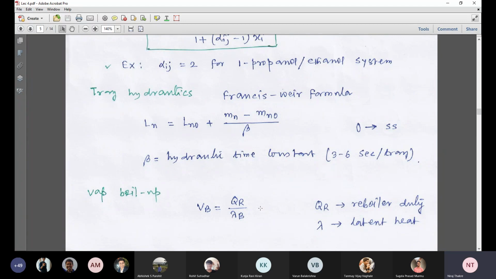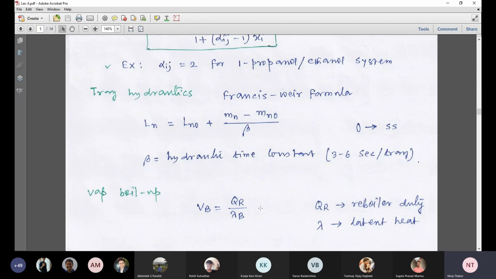M into lambda, that is the way we calculate the latent heat. So it's not MCp delta T. MCp delta T is used to calculate the sensible heat. Here we use steam in the reboiler, and this steam basically releases heat by condensing. Through condensation, the steam releases latent heat.